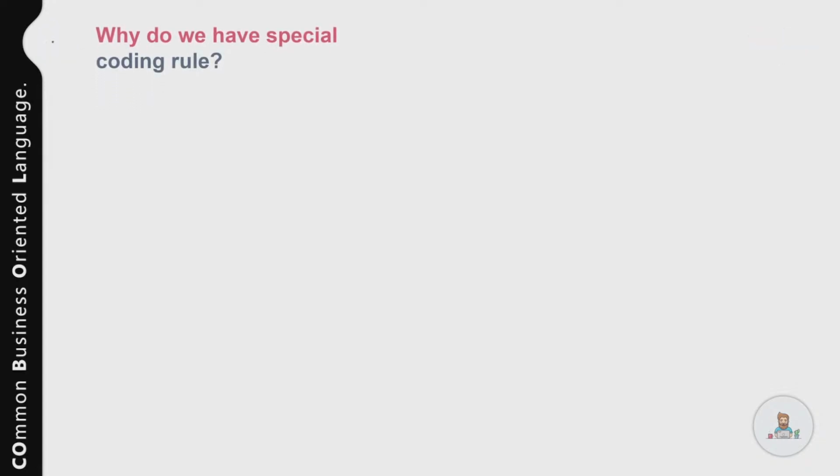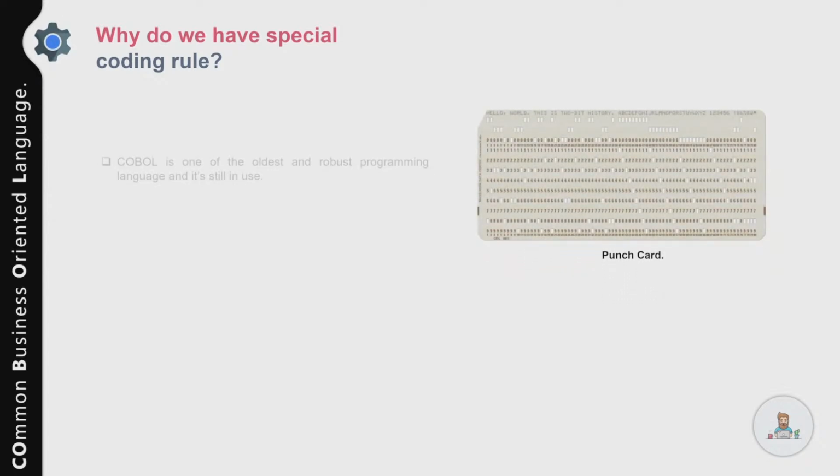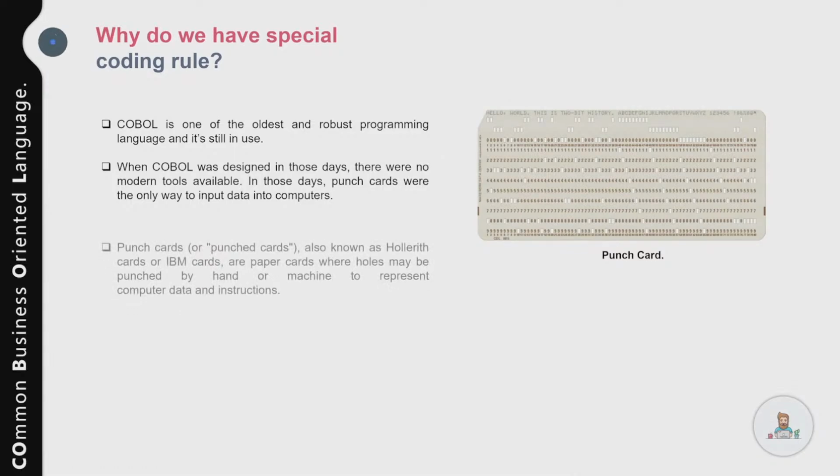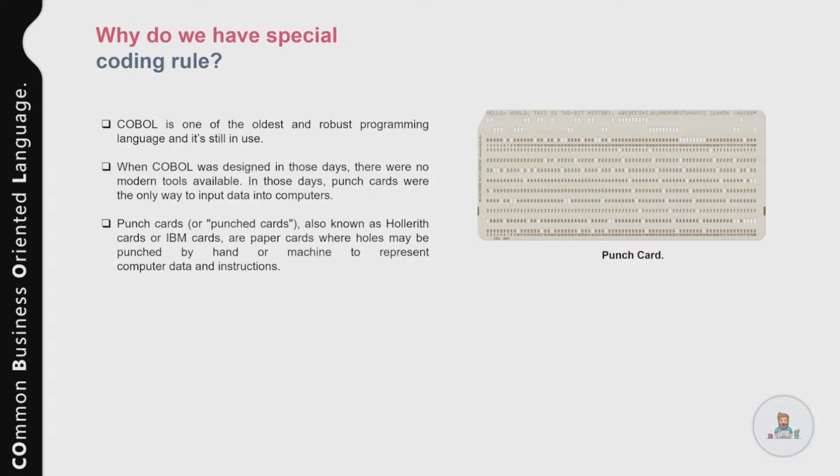Now let's talk about the rules and guidelines for writing a COBOL program. Before we get into the actual program coding rules, let's try to understand why we have special coding rules for COBOL. As you know, COBOL is one of the oldest and most robust programming languages that is still in use. When COBOL was designed, during the 1960s or 70s, you did not have modern programming tools to feed data into the computer. In those days, punch cards were the only way to input data into computers. Punch cards are paper cards where holes may be punched either by hand or by machine, and these holes represent computer data and instructions.